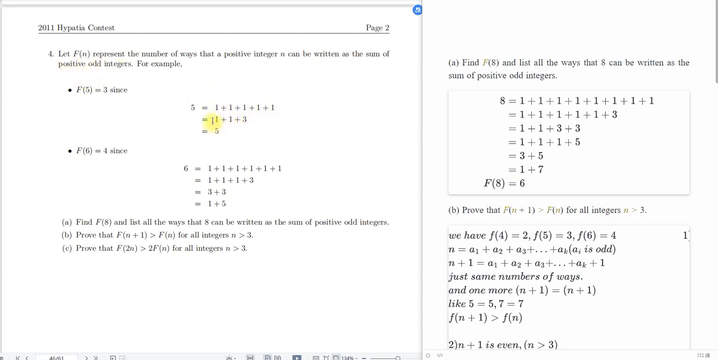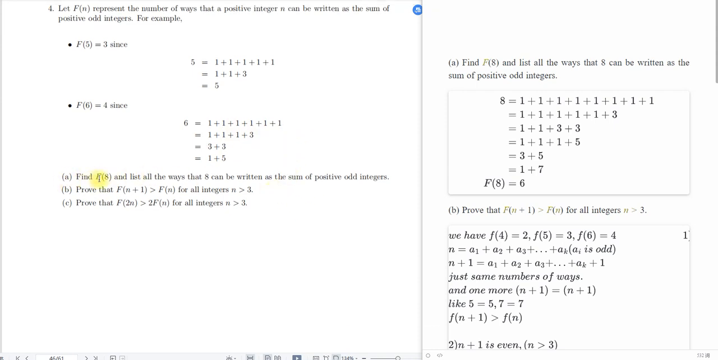The sum of positive odd integers. They cannot be 2 or 4 because they are even. So f(6) equals 4 since 6 equals 1 plus 1 plus 1 plus 1 plus 1 plus 1, equals 1 plus 1 plus 1 plus 3, equals 3 plus 3, equals 1 plus 5. So f(6) is 4 because there are 4 ways to write 6 as the sum of positive odd integers.